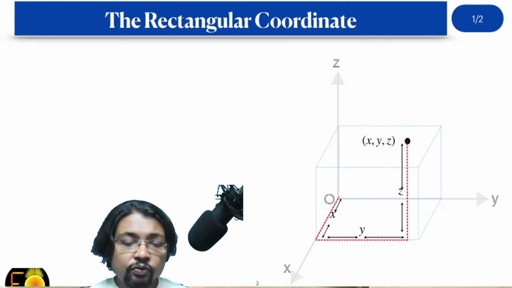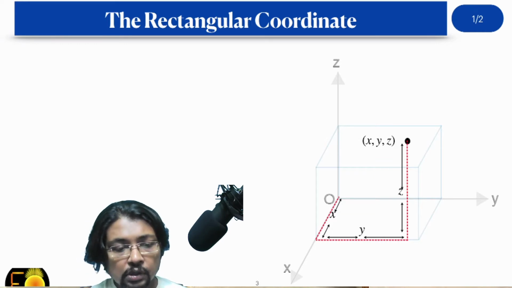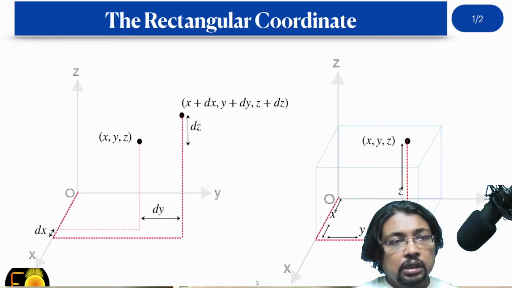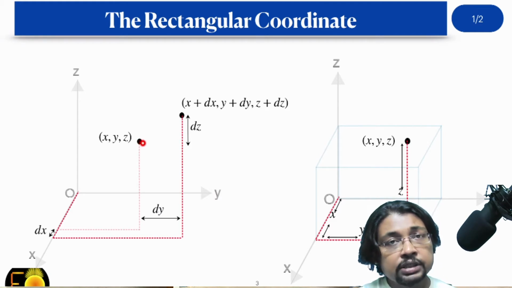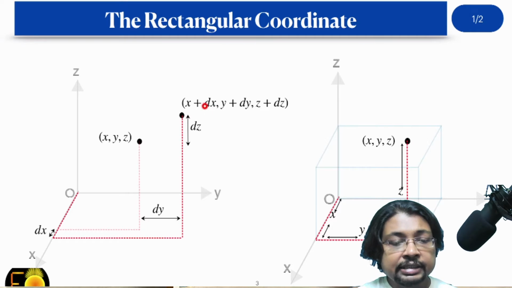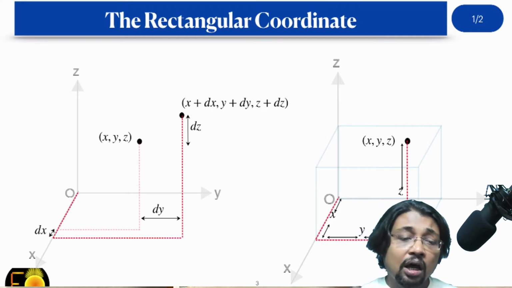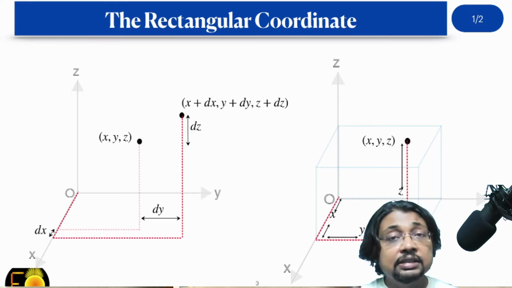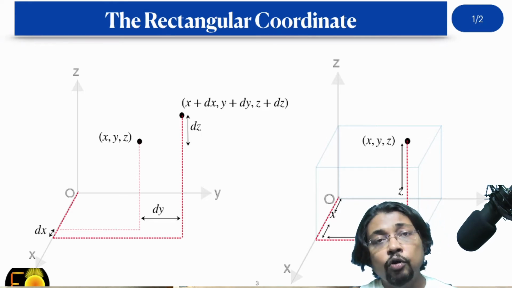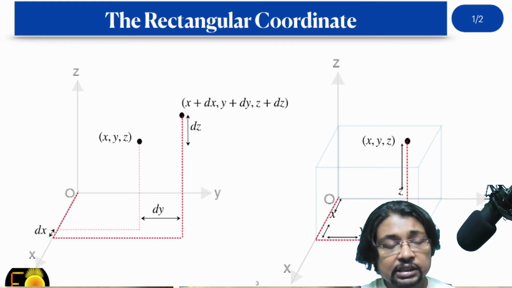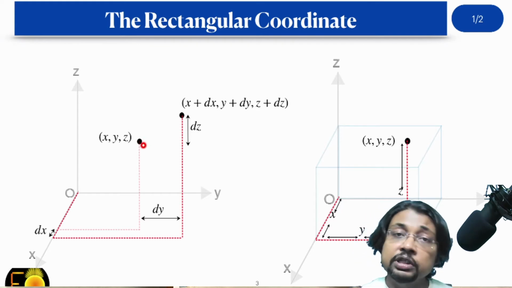Now, what if you want to reach another point from this particular point? For that, look here. Initially you were at this point x, y, z, and now you have reached the second point, which is x plus dx distance apart along the x-axis, y plus dy distance apart along the y-axis, and z plus dz distance away along the z-axis, from the z coordinate of the first point.